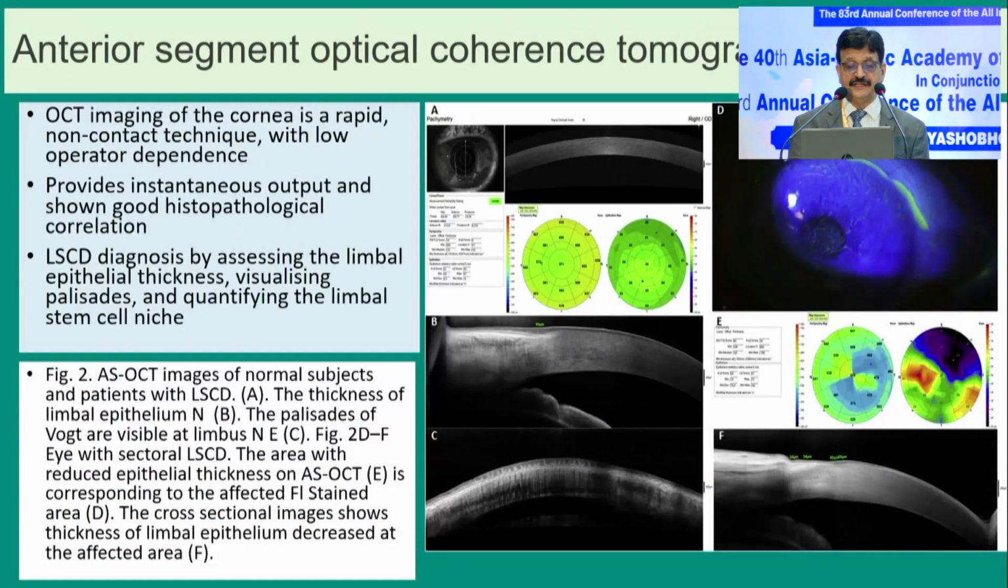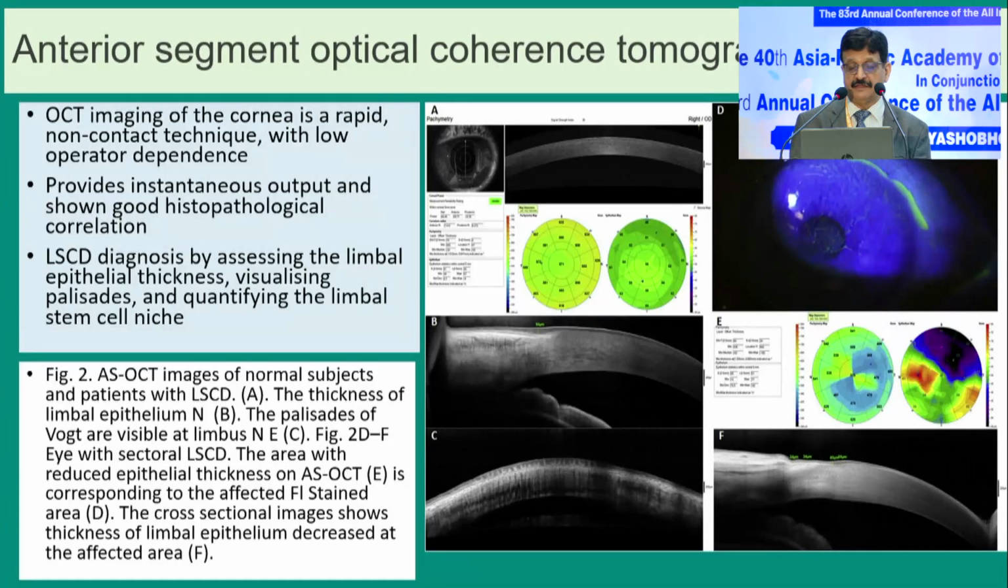Going to the anterior segment optical coherence tomography, this is a very rapid and non-contact technique, and it is not dependent upon the operator, whereas for confocal microscopy, you need a very expert person who has experience of doing confocal microscopy. This provides instantaneous output and has shown good histopathological correlation. And diagnosis is basically by the epithelial thickness, visualizing palisades and quantifying the stem cells.